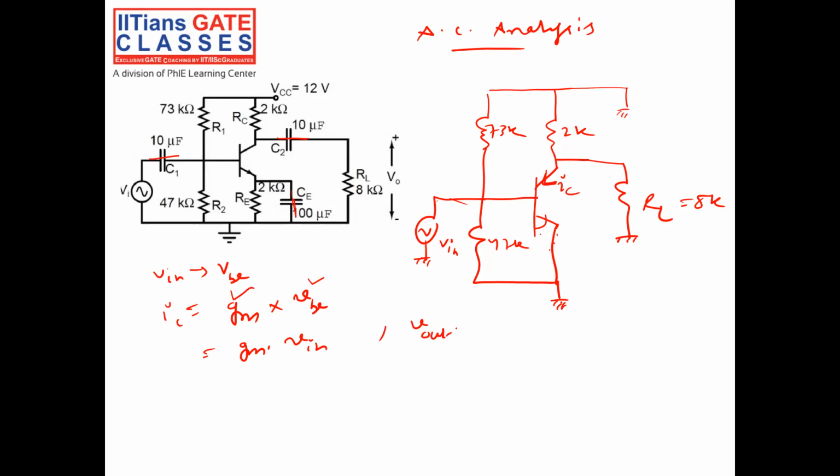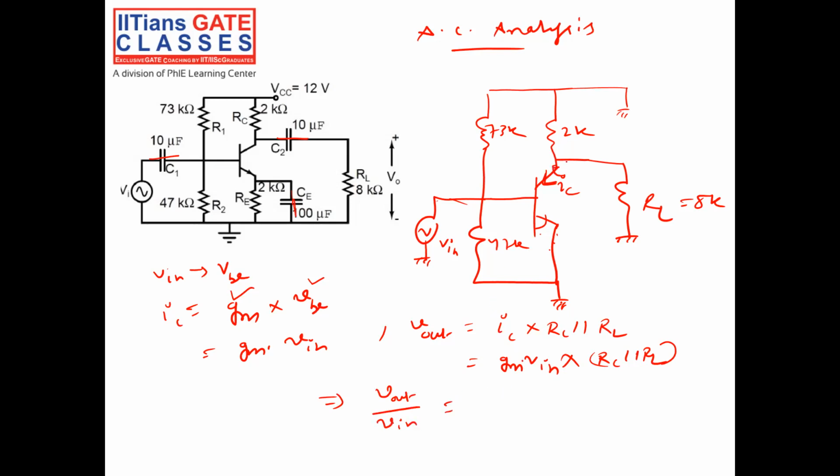Now what is the output voltage? My output signal voltage is nothing but the signal current IC into the resistance looking at this node, 2K parallel to 8K, or nothing but RC parallel to RL. That is equal to IC, and IC is nothing but how much? IC is gm into Vin, into RC parallel to RL. So if I want to calculate the gain, it is nothing but the signal at the output divided by my input signal strength, which will be minus gm into RC parallel to RL, right?